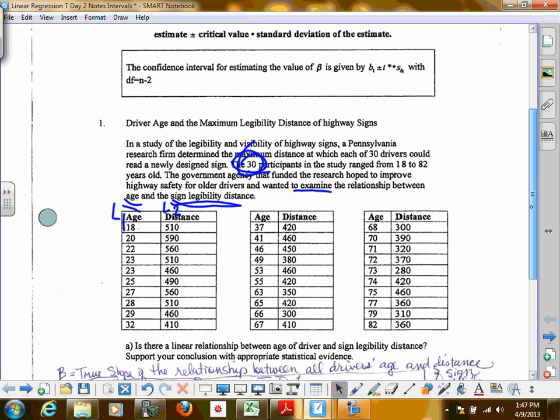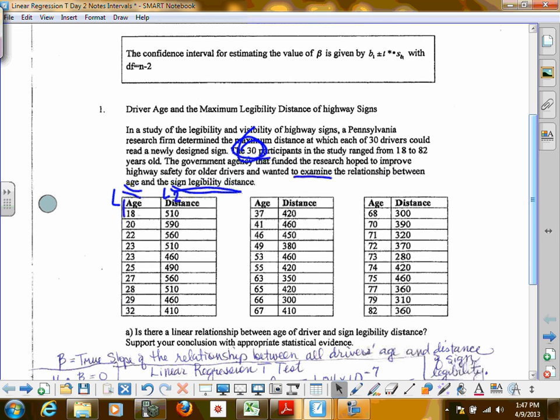So if you were just to kind of guess what's happening in this context, what do you think is going to happen with your sign legibility as you age? The distance will probably what? You think as you get older, the distance you can see will increase? Probably decrease. Correct. So perhaps your aging eyes will be able to see less.